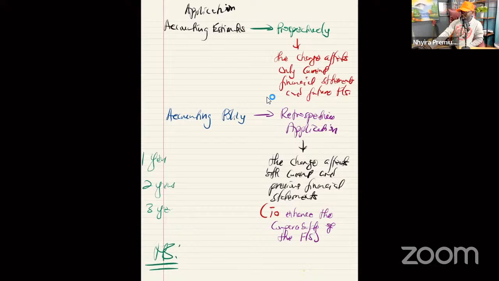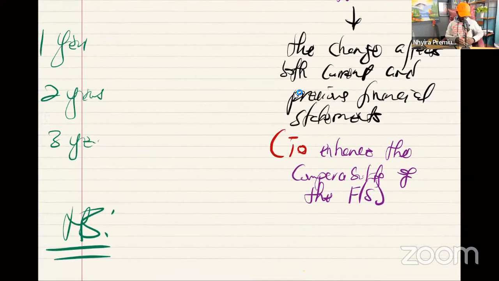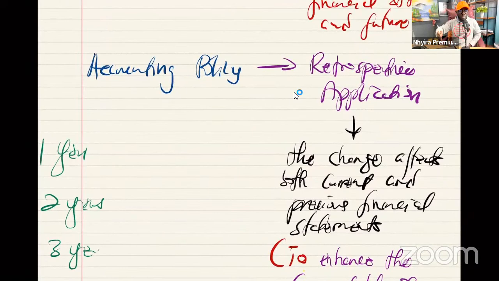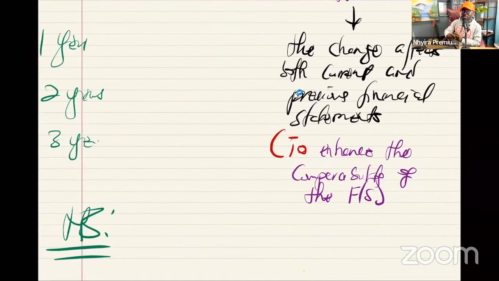Please, can you take it over when it is impracticable? So the standard says that where it is impractical to apply the change in accounting policy retrospectively, it should be applied prospectively. Meaning, even though we are supposed to apply it retrospectively and adjust the previous year financial statement, if it is impractical to do that, it is unreasonable, it will be time wasting, it will not really change the financial statement, then we should apply it prospectively, meaning to the current financial statement and future financial statements. That's what we're saying here.